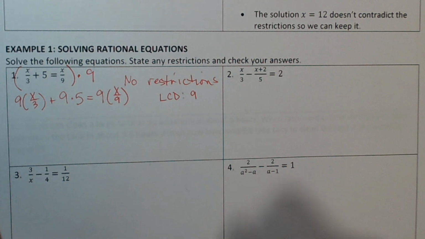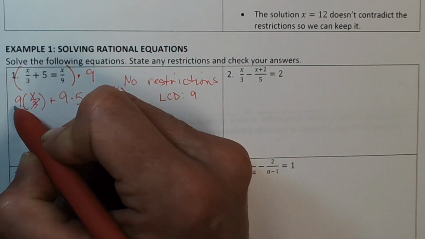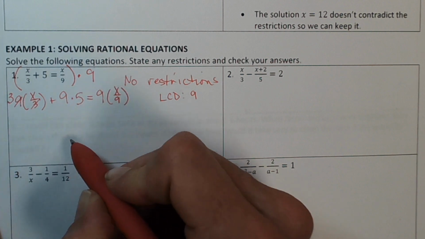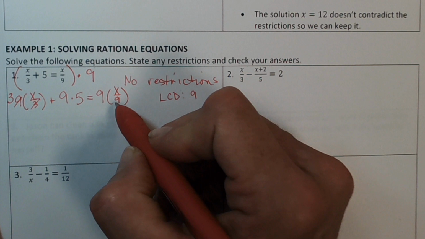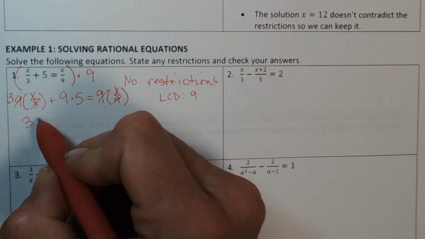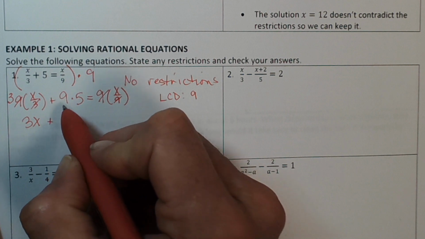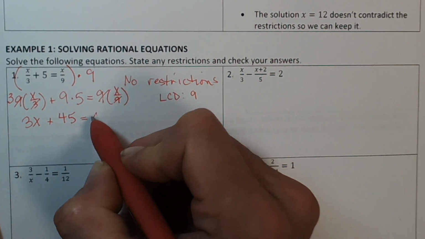So when we simplify that, we see, well, the 9 doesn't cancel out with the 3, but it does reduce. It would give me 3. No fractions to cancel there. We just simplify. And then here, those 9's will cancel each other out. So I have 3 times x, or 3x, plus 9 times 5 is 45, is equal to x.